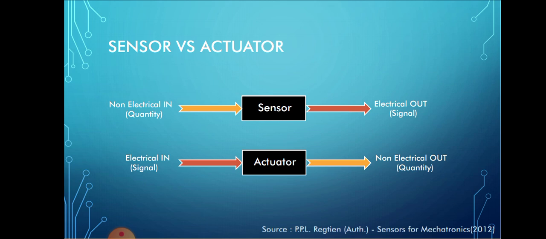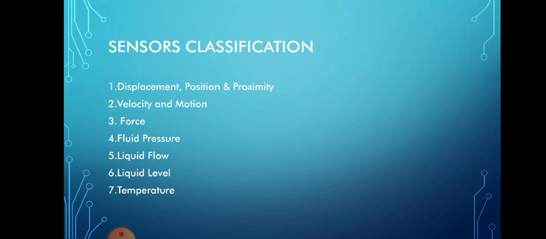What do you mean by actuator? It is exactly the reverse of a sensor, that is, an electrical signal is given to it, but it produces a non-electrical output. Means if you give voltage or current, this electrical quantity, as an input to an actuator, it will produce displacement or movement of some devices. This is nothing but the actuator, right?